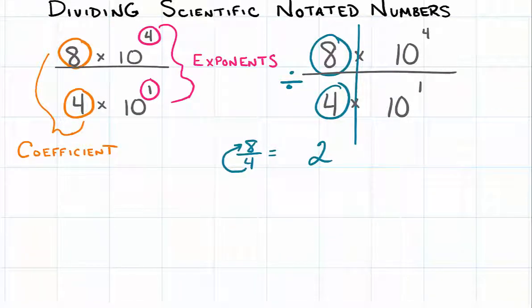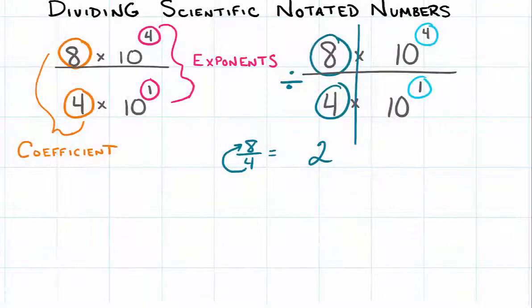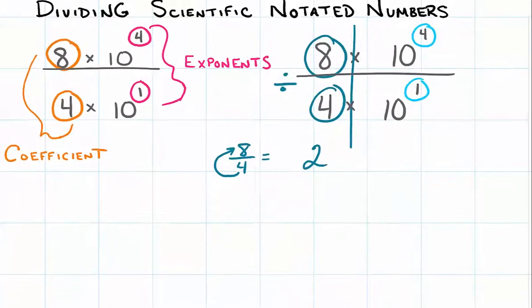How do we find out how many place values we have with our answer? That's where we look at the exponent. The exponent's going to tell us how many place values we have left, but it's not like multiplication of scientific notated numbers, where we add the exponents together. In this case, with division we wouldn't use the same rule as multiplication. It's not going to add the exponents. Instead, it's going to tell us to subtract the exponents.